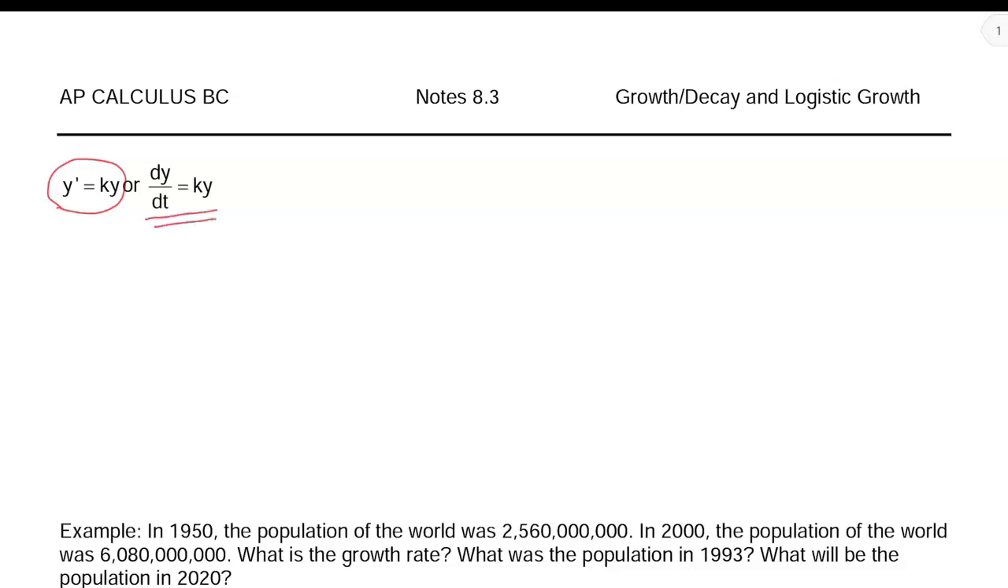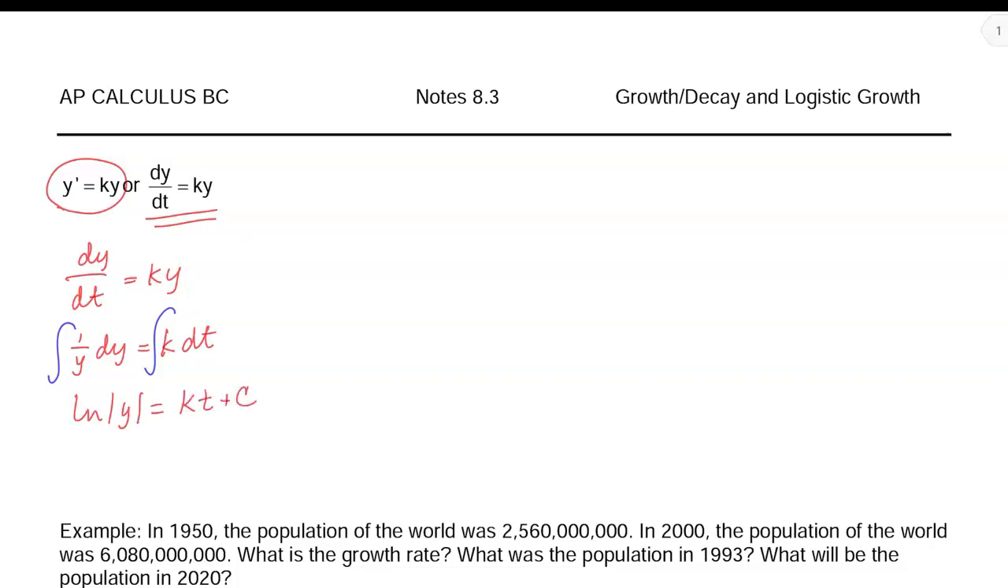If we look at dy/dt equals ky, we separate the variables, so we get 1 over y dy equals k dt. Then we integrate both sides. We'll get natural log of absolute y equals kt plus c. If I exponentiate both sides, I will get absolute y equals e to the kt plus c.